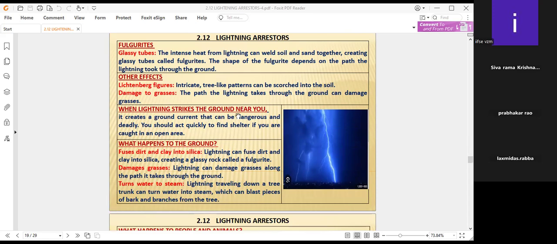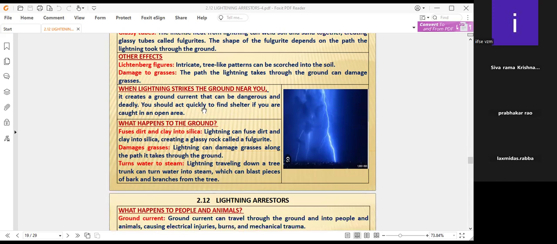When lightning strikes the ground near you, it creates a ground current that can be dangerous and deadly. You should act quickly to find shelter if you are caught in an open area. If lightning is definitely nearby, go to some shaded place or some protected area.